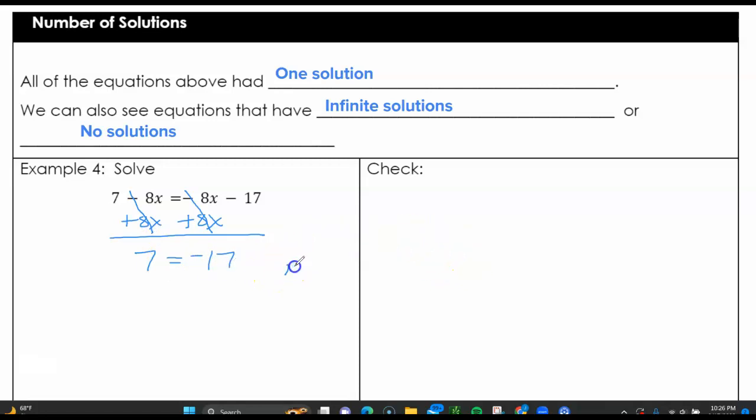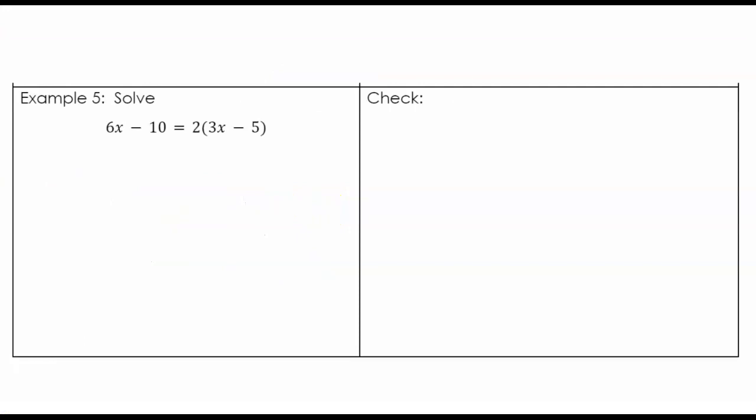This is not true. 7 does not equal negative 17, so this is no solution. X has no solution because 7 does not equal negative 17. Let's try the next one.